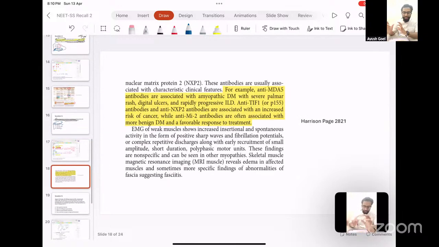Again, if we talk about Harrison, in the chapter on myositis, this is what Harrison mentions, that anti-MDA5 antibodies are associated with severe rash and rapidly progressive ILD. So we can see that for most of the questions, the answers are mentioned in Harrison, but somewhere hidden inside the text or hidden in tables, and might not be very readily available to you when you read these topics. We have covered most of these things in our lectures on pulmonology.